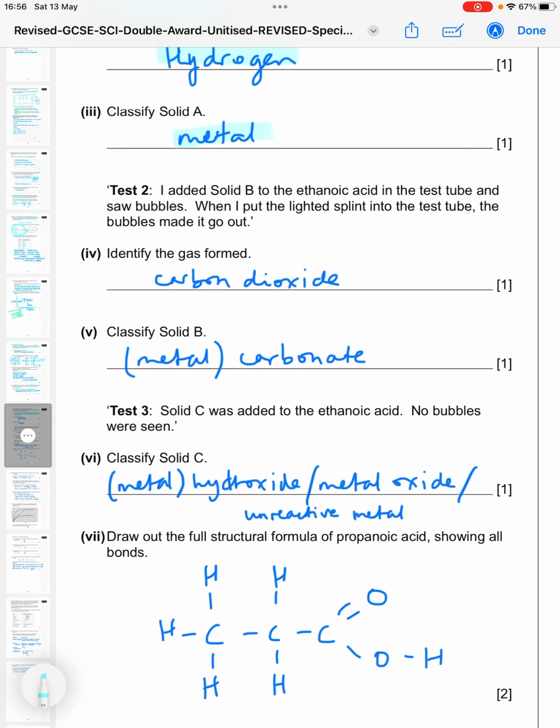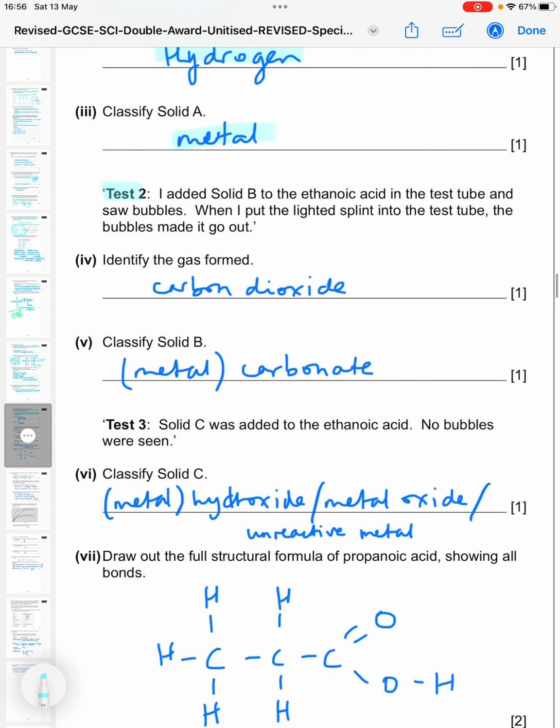So classify solid A. Well, if you're putting a solid into an acid and you're getting hydrogen, it must be a metal. Test 2. I added solid B to ethanoic acid and saw bubbles. When I put the lighted splint into the test tube, it made the bubbles go out. Identify the gas formed. Well, the gases that you need to know about in these tests would be oxygen, carbon dioxide and hydrogen. Hydrogen we know is a squeaky pop. Oxygen relights a glowing splint. But if a splint goes out, it must mean that it's carbon dioxide.